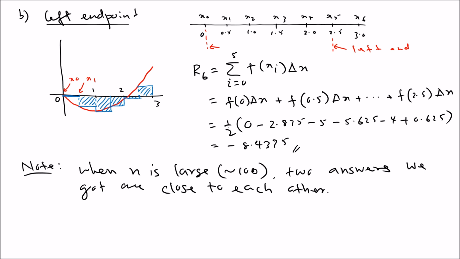Okay, that's what happened. So that means when n is larger and larger, you can see those numbers getting closer and closer because the error is getting smaller. There's an error, but that error gets smaller. So that means those two answers get closer. It's because of the error.